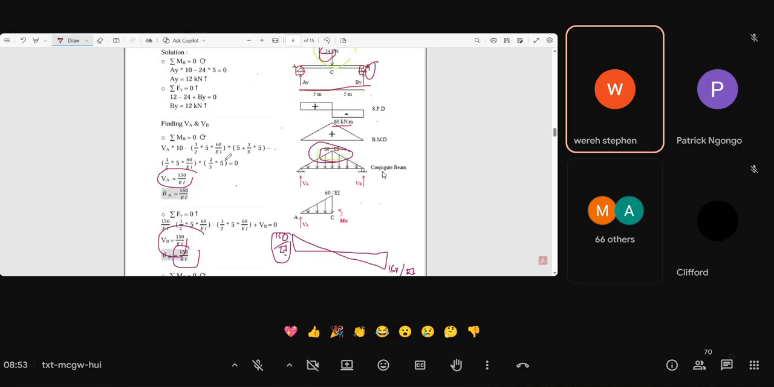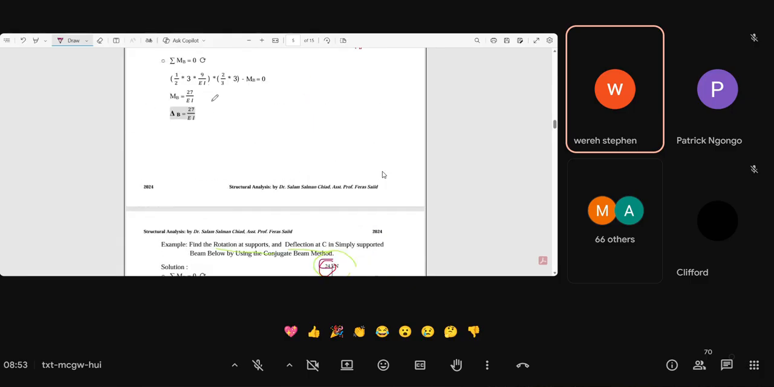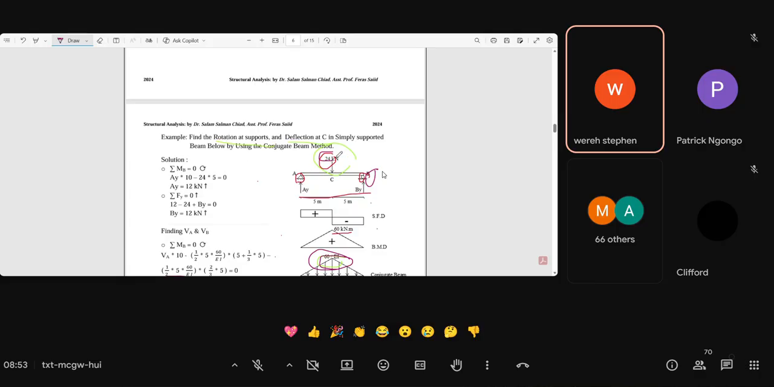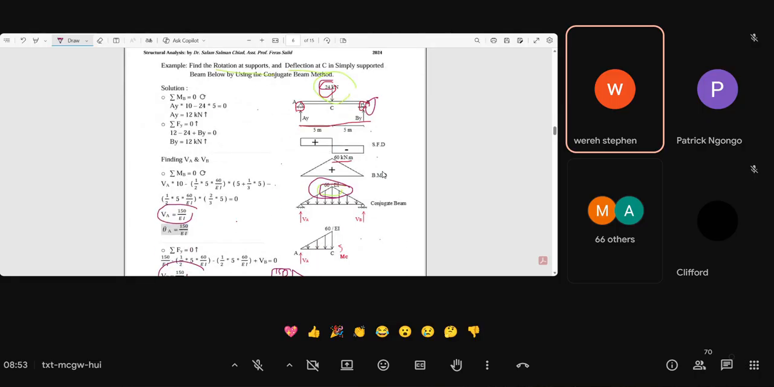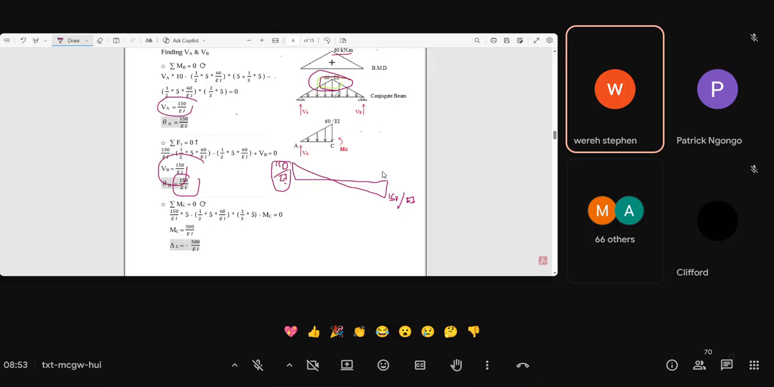Okay. What about the moment? Now the moment is equivalent to the deflection. We have been asked to find the deflection at point C. This point C here. So we are going to find the moment in the conjugate beam at point C. Okay. So how do we find the moment at point C in the conjugate beam?